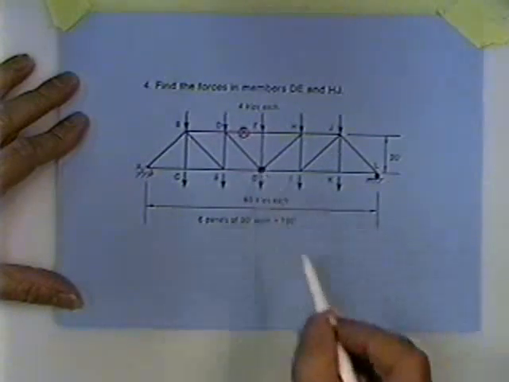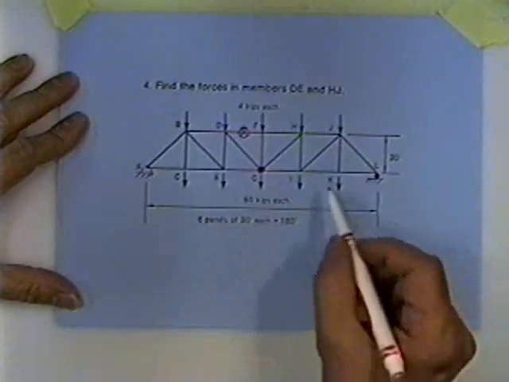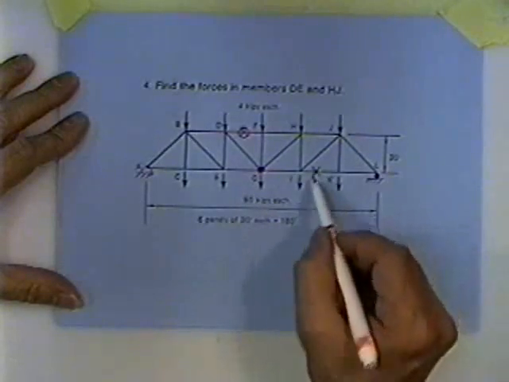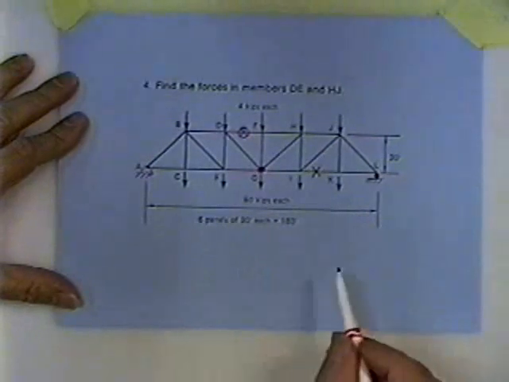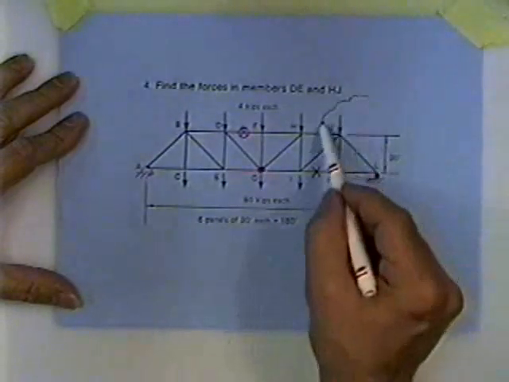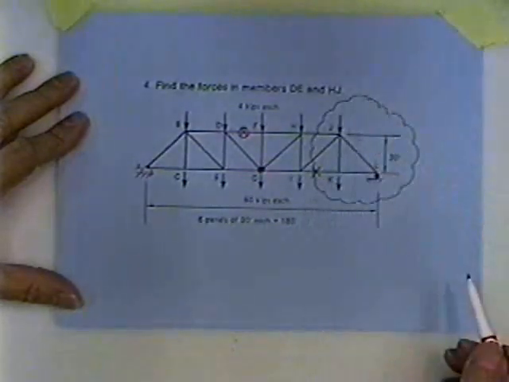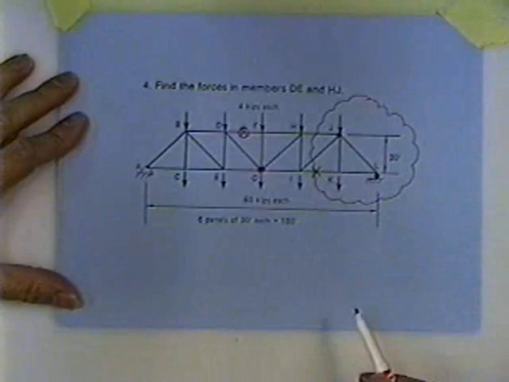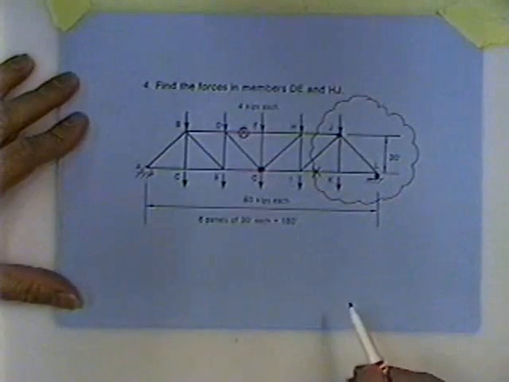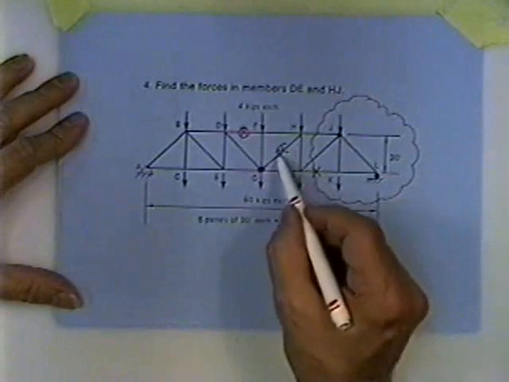G. Just that easy. How do I solve for the force in IK? HJ, IJ, and IK. Solve for moments about J. Beautiful. Sum moments about J. How do I solve for the force in member GH?